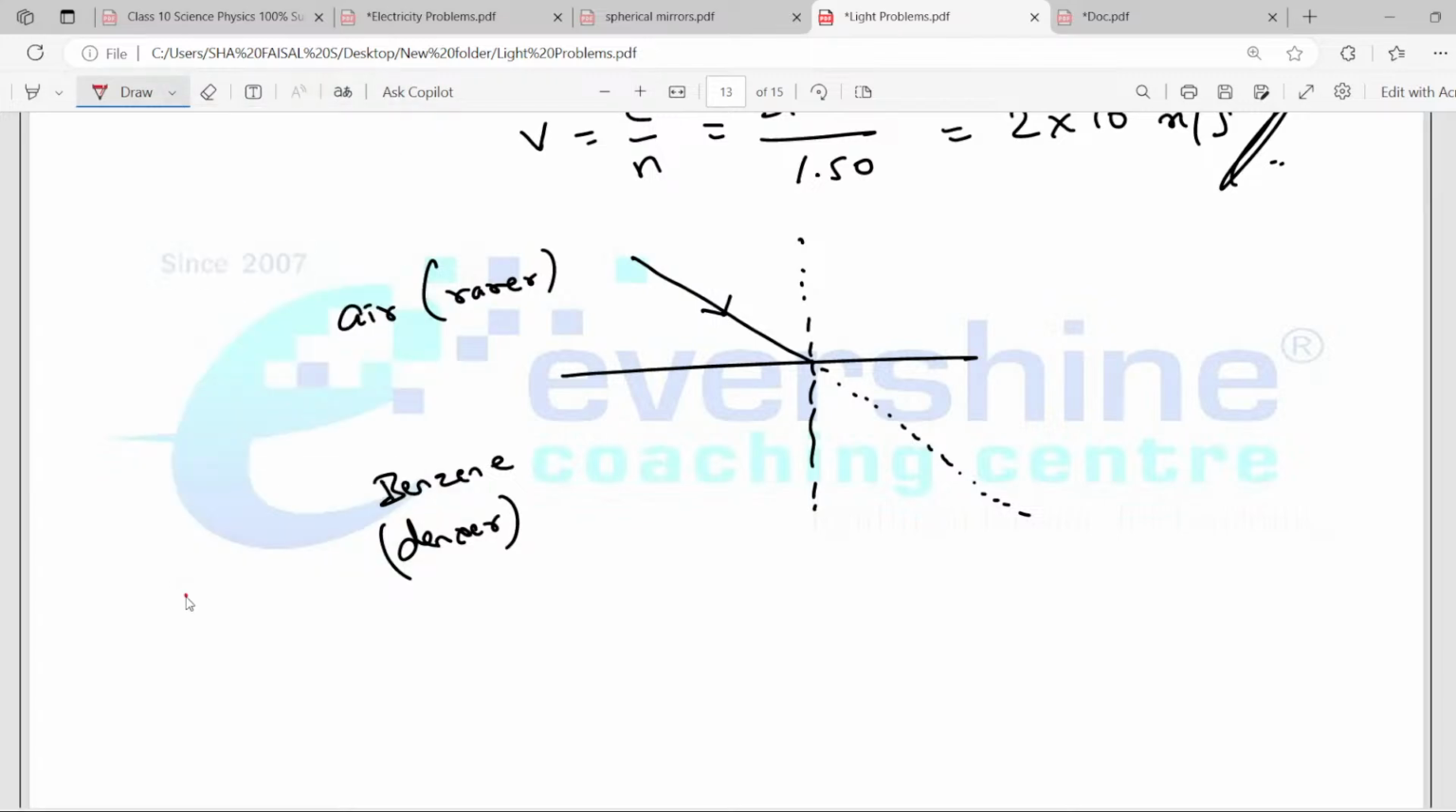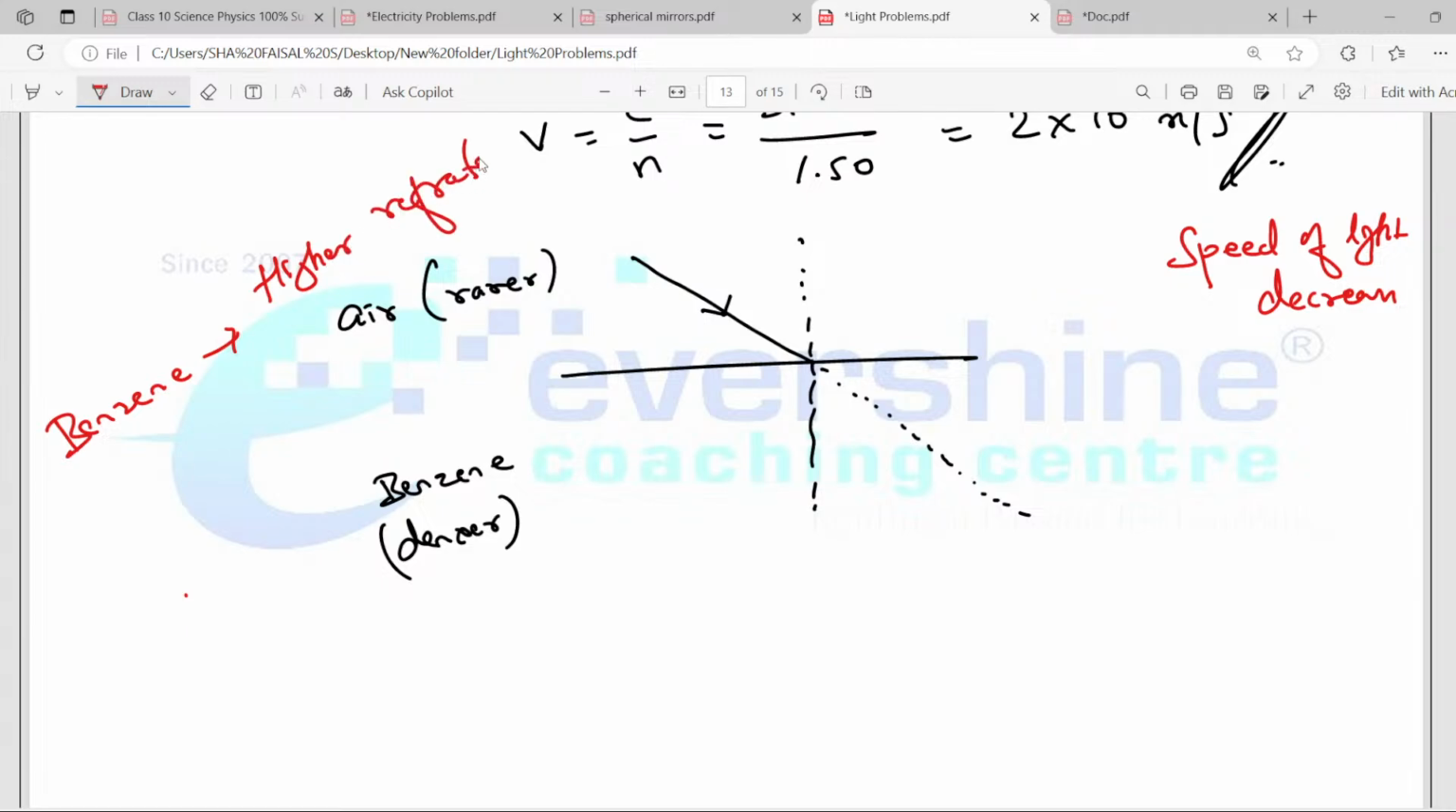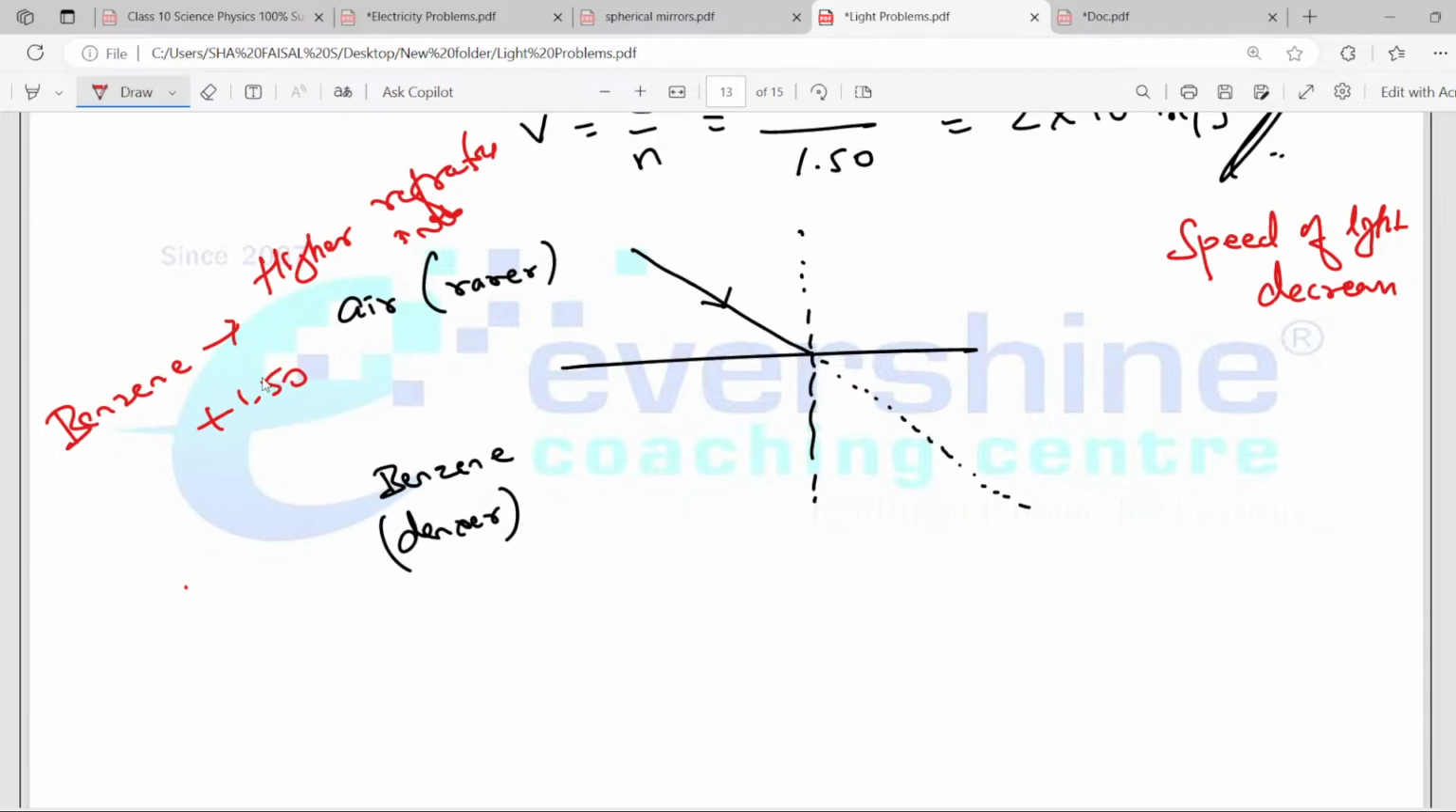It bends. As it moves from air to benzene, the speed decreases. Remember, it slows down. Speed of light decreases. When the light is moving from air medium to any other medium, the speed of light decreases. Since, as we know, benzene has higher refractive index, correct? How much? It is plus 1.50. It is high refractive index compared to air.